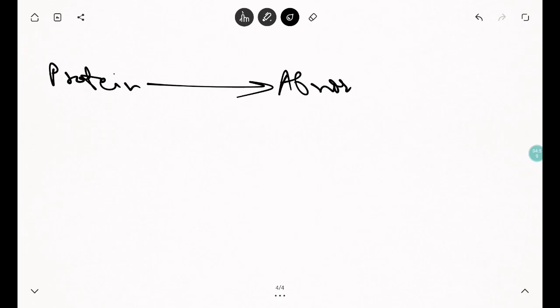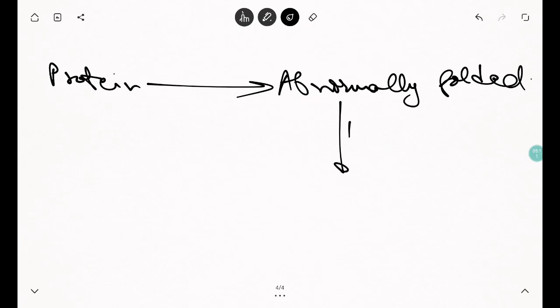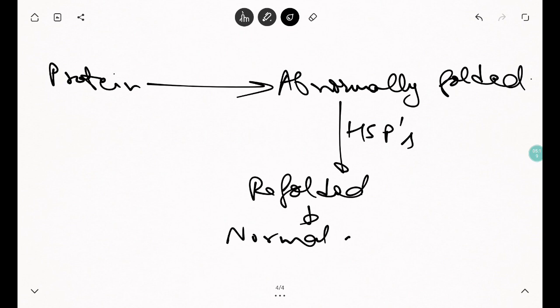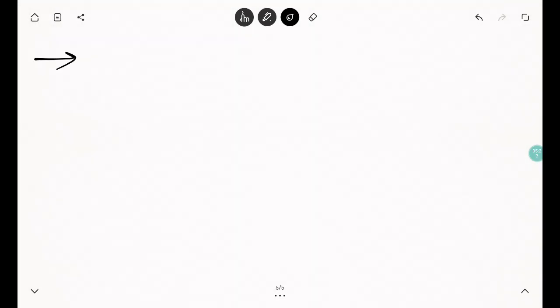So what will happen? Let me draw a flowchart here. Suppose that there is a protein and it has been abnormally folded. So what will happen? This protein which is abnormally folded will come in contact with HSPs and it will be refolded and normally folded, a normal mature protein. Okay, so these are the functions of HSPs. Okay, so this was a general introduction to HSP.